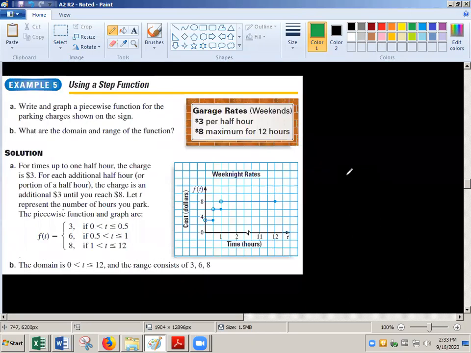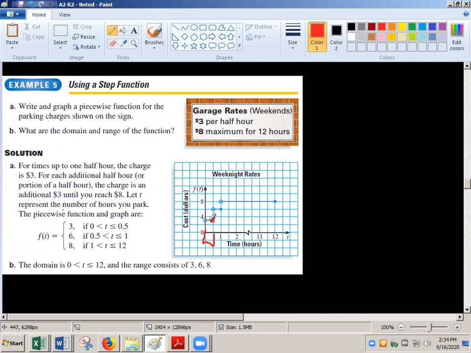Here we have a step function just like actually using one. So here we have $3 per half hour. There's the $8 max for 12 hours. So basically what's happening here, I'm just going to kind of explain this one briefly because we're not going to do a ton like this, but it's good to know, is that as we're going through, it's $3 per half hour. So for the first half hour here, it's going to be charged at $3. That's where we get this right here, right? We don't get charged at time 0, but anything past that we get charged.